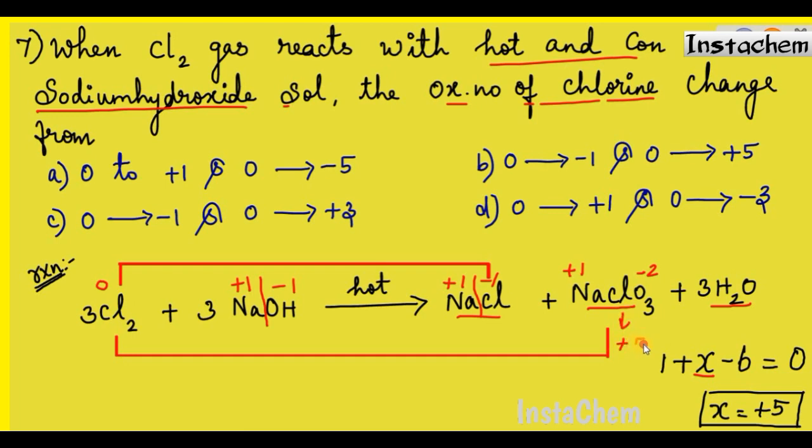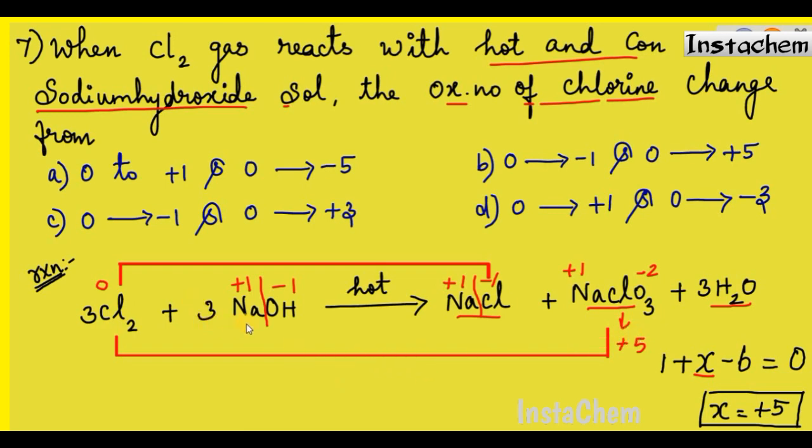Now let's talk about oxidation and reduction. Cl0, that is Cl2 0, it becomes minus 1. At the same time, Cl0 becomes plus 5. So both take place, oxidation as well as reduction.